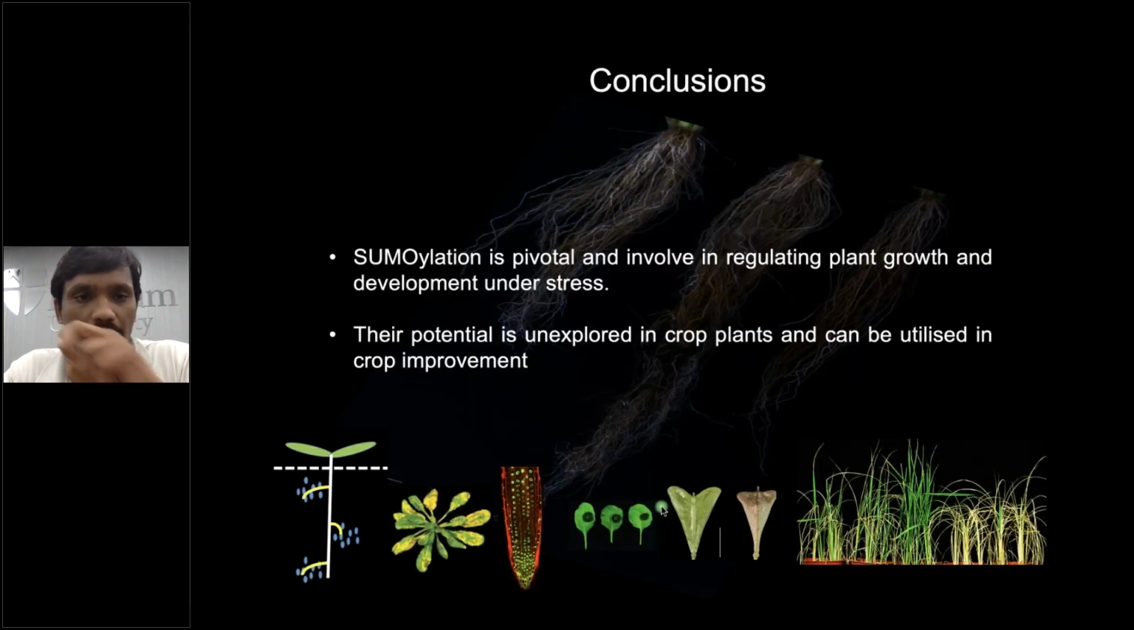So ultimately, I can conclude my talk. I think I'm running out of time, so I can conclude by saying that SUMO is required and pivotal for plant growth and development during stress, and this SUMO machinery can be utilized in crop improvement programs.